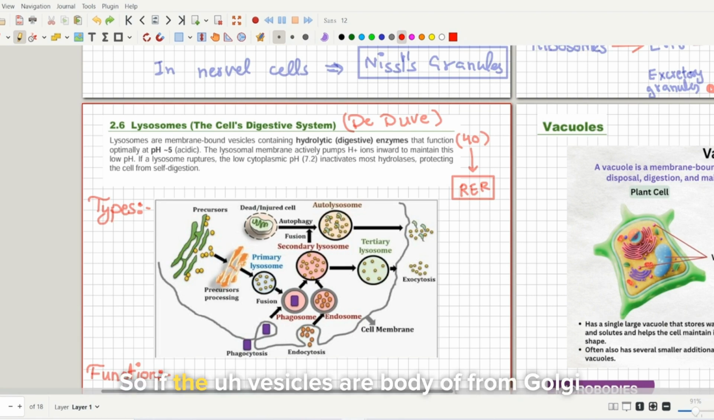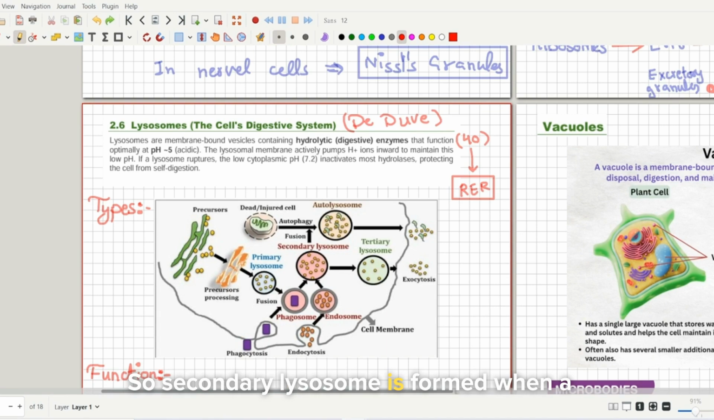So if the vesicles are budded off from the Golgi apparatus, the first thing their name is going to be is primary lysosome, and then after the primary lysosome they will become secondary lysosome. So how are secondary lysosomes formed? Secondary lysosomes are formed by the fusion of primary lysosomes with food vacuoles, which are known as phagosomes, like a phagocytic food vacuole.